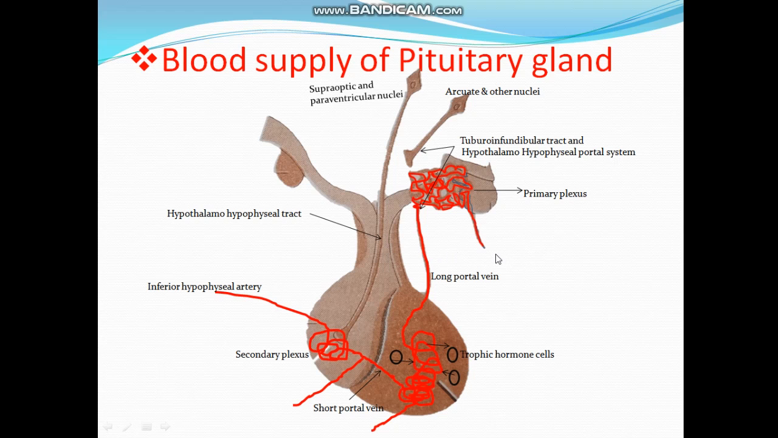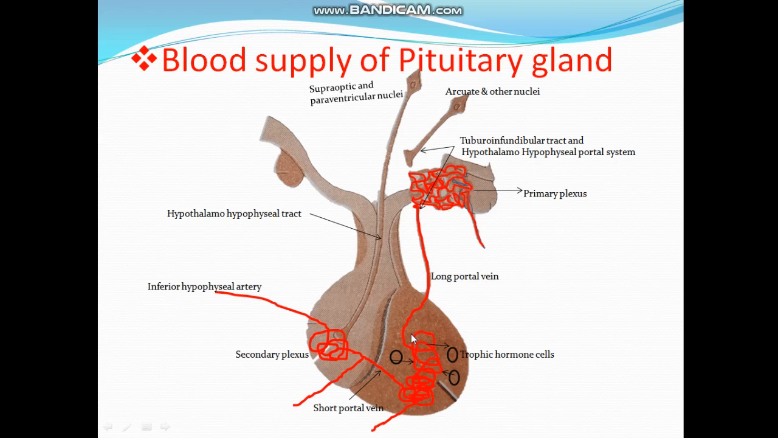The anterior pituitary gland receives its blood supply from the superior hypophyseal artery, that is the branch of the internal carotid artery. It forms a plexus near the pars tuberalis part of the anterior pituitary. This plexus is called the primary plexus. It receives the signals in the form of hormones from the hypothalamic nuclei for the anterior pituitary gland. After that, this blood containing hormones travels to the adenohypophysis via the long portal vein.